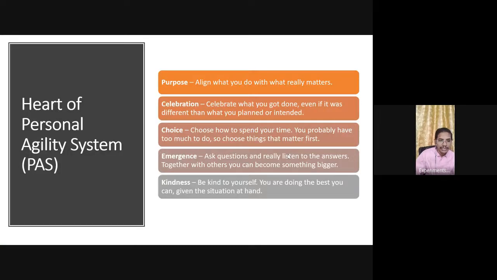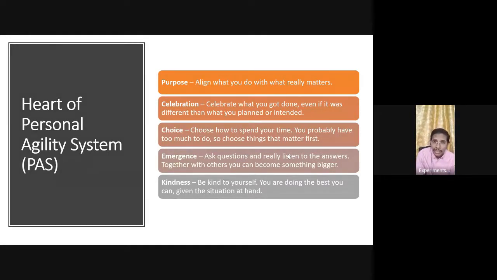Okay, let's look at what this personal agility is, right? So the personal agility system gives you a purpose, right? It helps you align what you do in life with what really matters to you. Not what really matters to my friend, not what matters to my professor, not to my parents, not to my relatives, but what really matters to me, one person, right? What really matters to me, I will use the system to focus on that. That is very, very important, right?